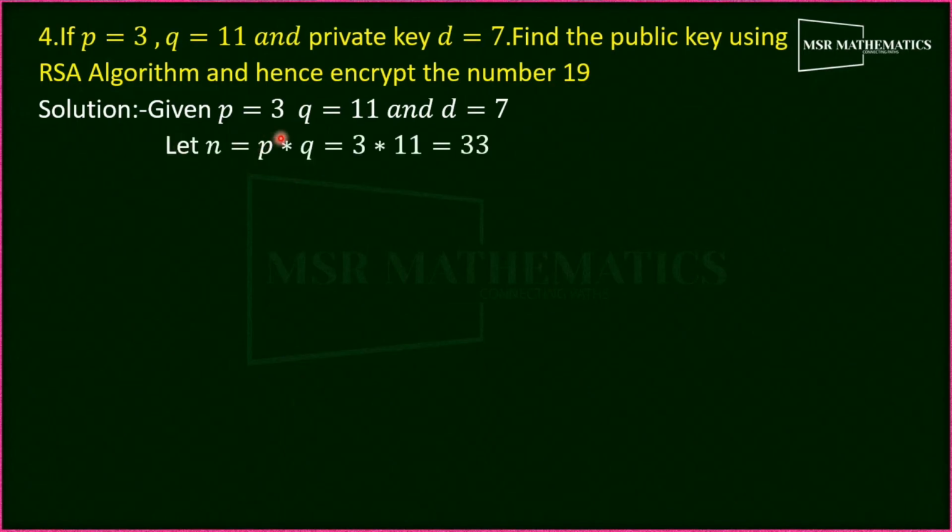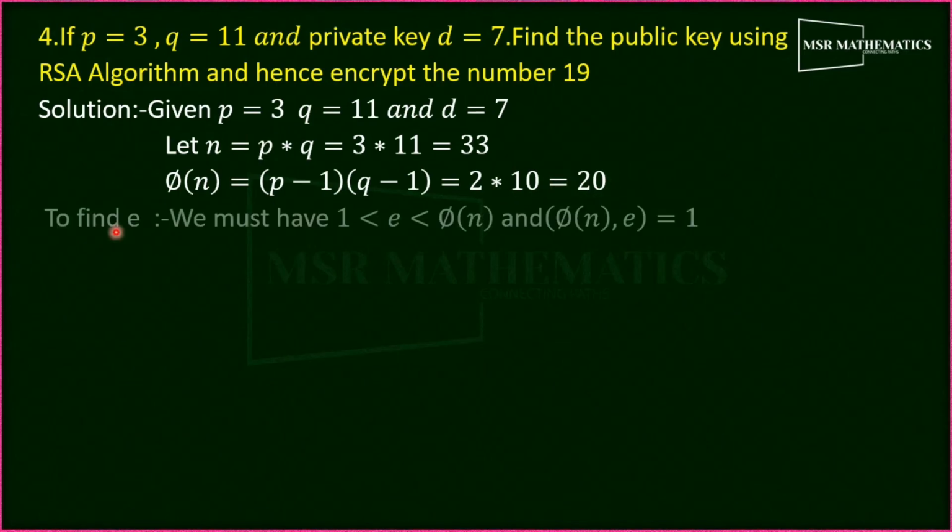Here they have given P and Q. With the help of P and Q we find N value as P into Q, that is 3 into 11 is 33. In the similar way we have to find Euler's totient function, that is phi of n is (P minus 1) into (Q minus 1). Then 3 minus 1 is 2, Q minus 1 is 11 minus 1 is 10. So 2 into 10 is 20. Next we have to find the E value first.